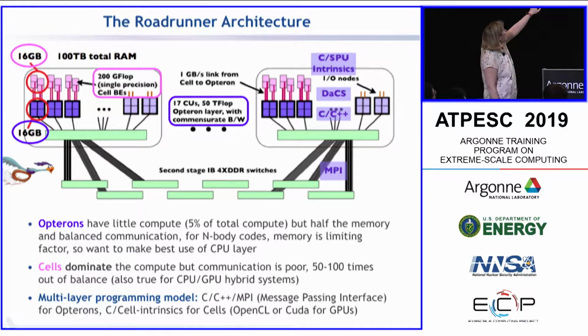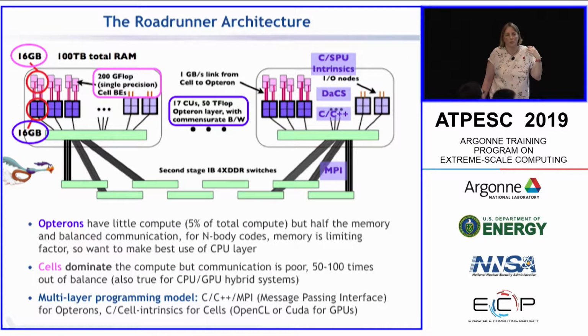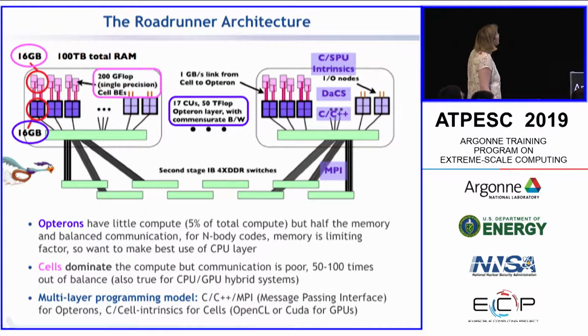Then the pink guys were the cells. So the cells dominated the computing. The machine was roughly 50 to 100 times out of balance. And so you can see it's very similar to the GPU machines these days, right? The architecture is very similar.